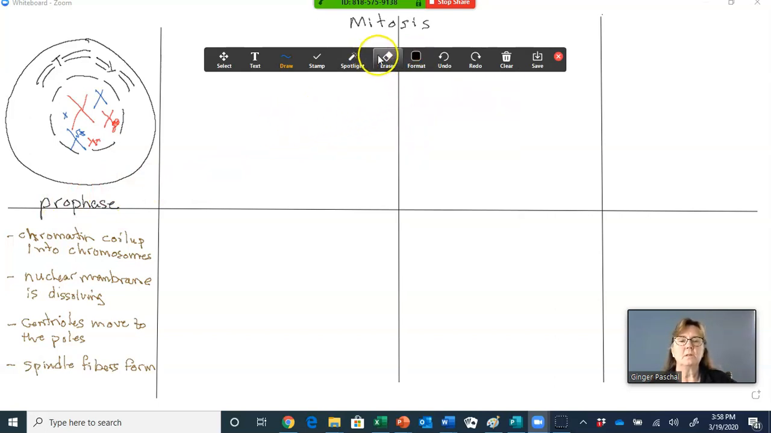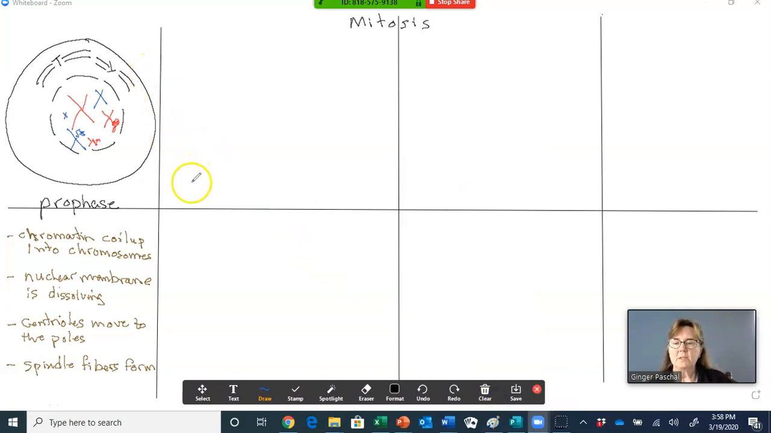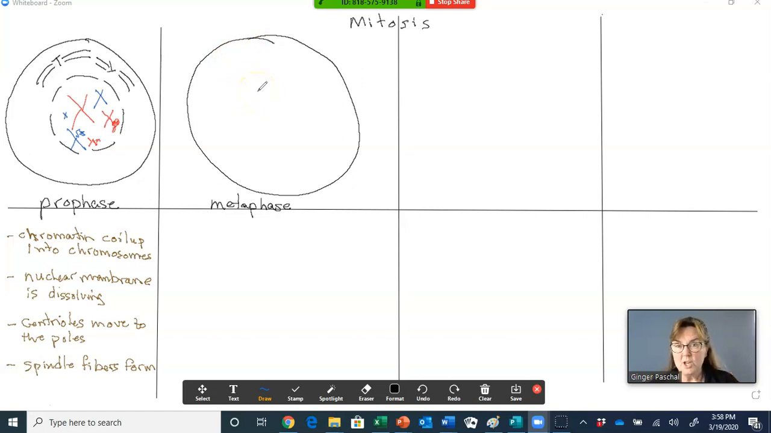All right, so let's see if we can move this down here out of the way. All right, the second phase is called metaphase, and we're going to write that right here. And it's M-E-T-A-P-H-A-S-E. So let's go ahead and draw our cell. Are we going to draw a nucleus? I hope you said no, because over here the nuclear membrane or the nucleus disappeared. It dissolved.